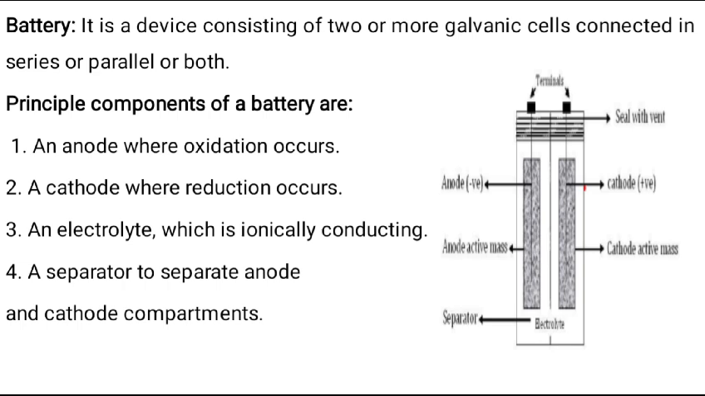So, what is a battery? A battery is a device consisting of two or more galvanic cells connected in series or parallel or both. And what are the principal components of a battery? An anode where oxidation occurs, a cathode where reduction occurs, an electrolyte which is ionically conducting, and a separator to separate anode and cathode compartments. And the diagram shows an anode, cathode, electrolyte, and a separator, as you can see.